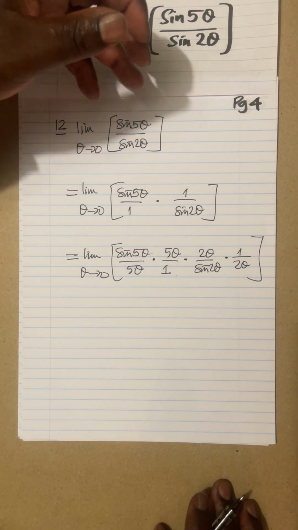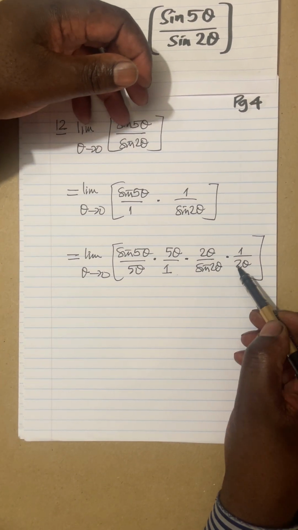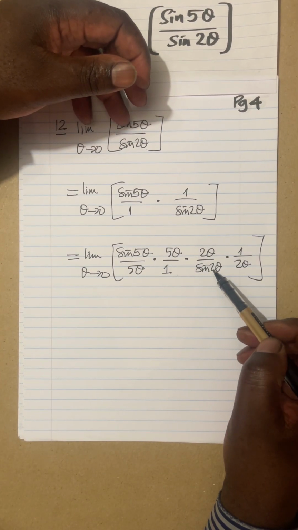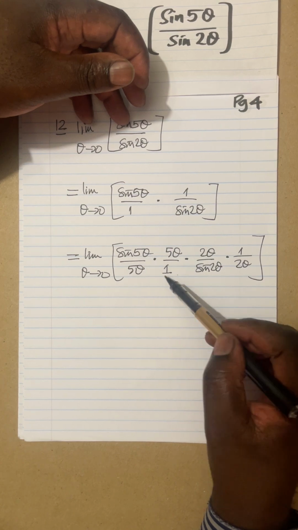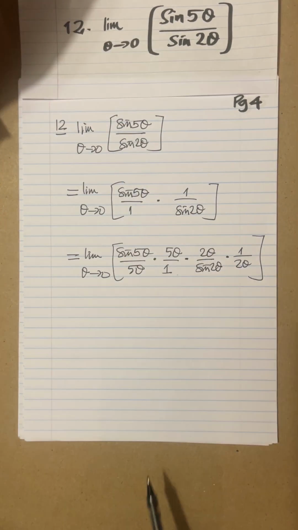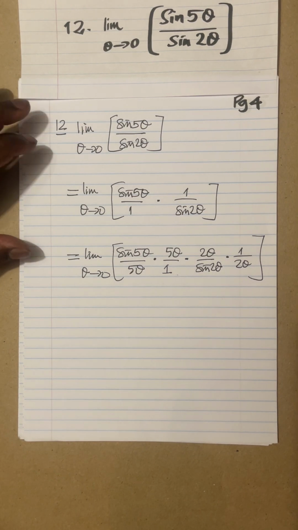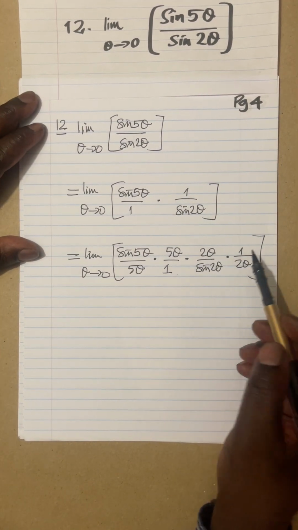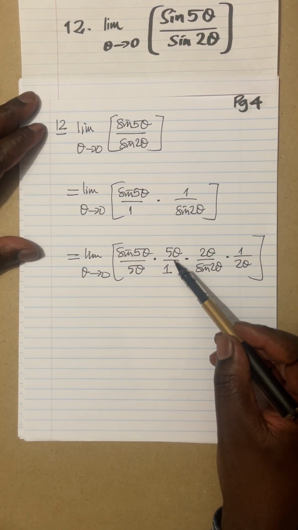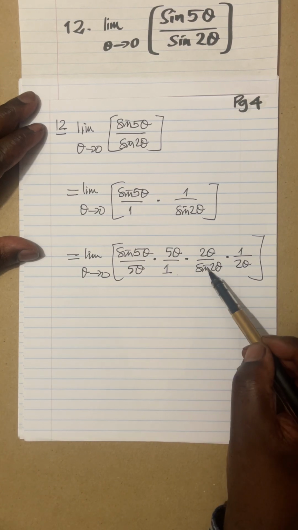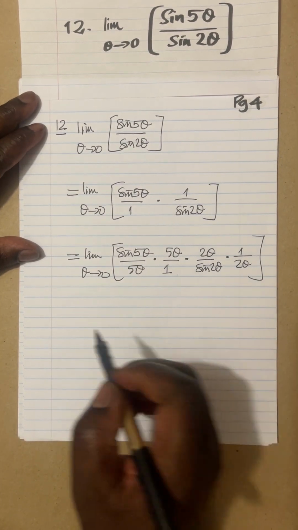So now this can cancel. I still have 1 over sine 2 theta, and this can cancel. I still have sine 5 theta over 1, which basically is what we have there at the beginning. All right, so what do we do next? I'm going to combine now this one and that one. I'll leave these two as they are, but I'm going to take these two to the left.